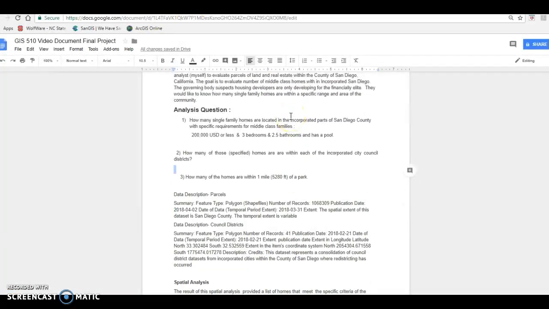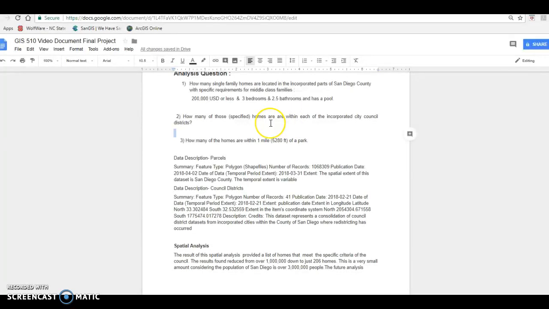How many of those specified homes are within each of the incorporated council districts? And then how many of the homes are within 1 mile or 528 feet of a park?